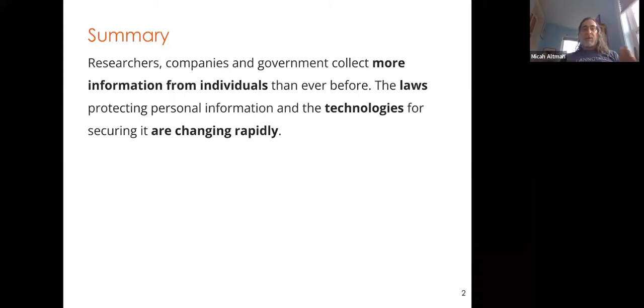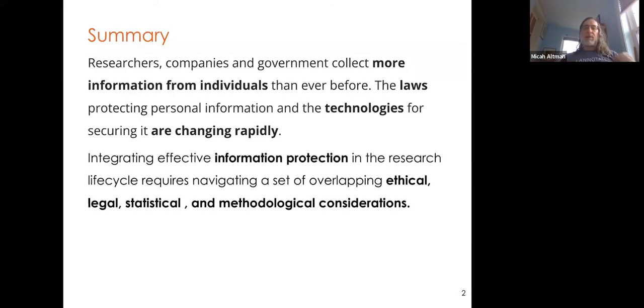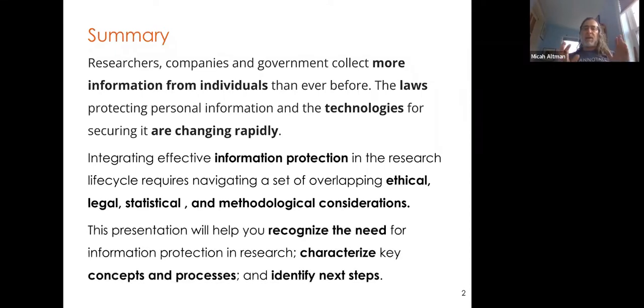In this talk, we'll reflect on the fact that there's more information from individuals that's available than ever before, and that the laws, technologies, and uses are all changing rapidly. So what I hope to do here is to look at how we integrate information protection into the research lifecycle and deal with those ethical, legal, statistical, and methodological considerations, and particularly to talk about what the needs for information protection are, to help characterize key concepts and to identify some next steps for you.